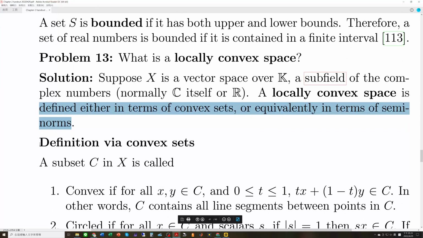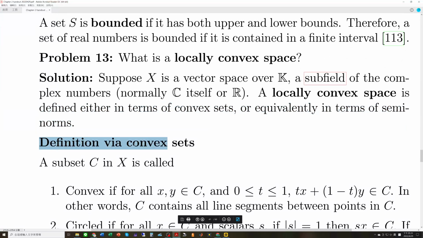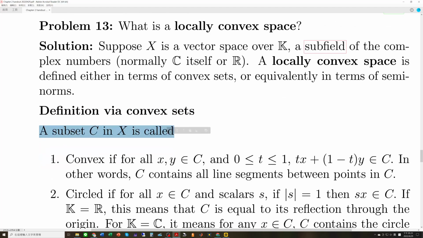Let us see first the definition via convex sets. A subset C in X is called first convex if for all x, y in C and 0 is smaller than or equal to t and t is smaller than or equal to 1.